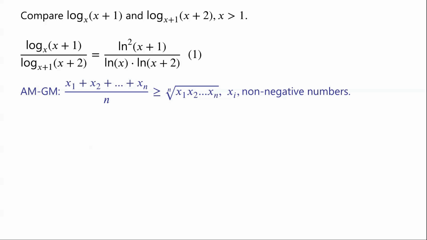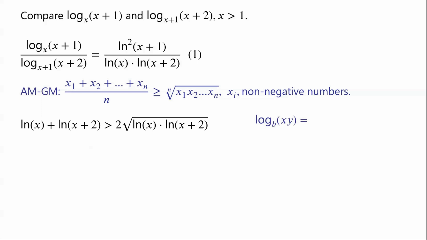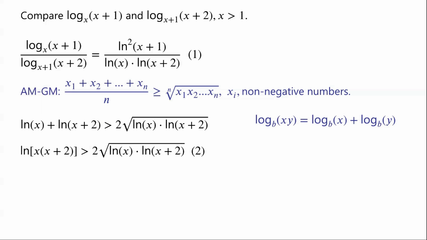By applying AM-GM, we have ln of x plus ln of x plus 2 is greater than 2 times root of ln of x times ln of x plus 2. Note that the equality does not hold, as ln of x does not equal ln of x plus 2. The left side of the inequality is the sum of two logarithms. The product rule for logarithms states that log to base b of x plus log to base b of y equals log to base b of x times y. So the left side of the inequality can be written as ln of x times x plus 2.